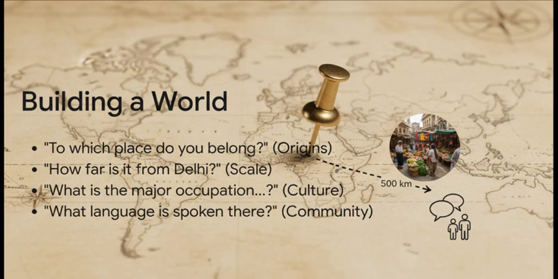It asks about your origins. To which place do you belong? It helps establish a sense of scale, using a well-known city as a reference point. How far is it from Delhi? And then it dives right into culture and community with questions about what people do there and what language they speak. See? The learner isn't just giving a fact, they're actually painting a picture.